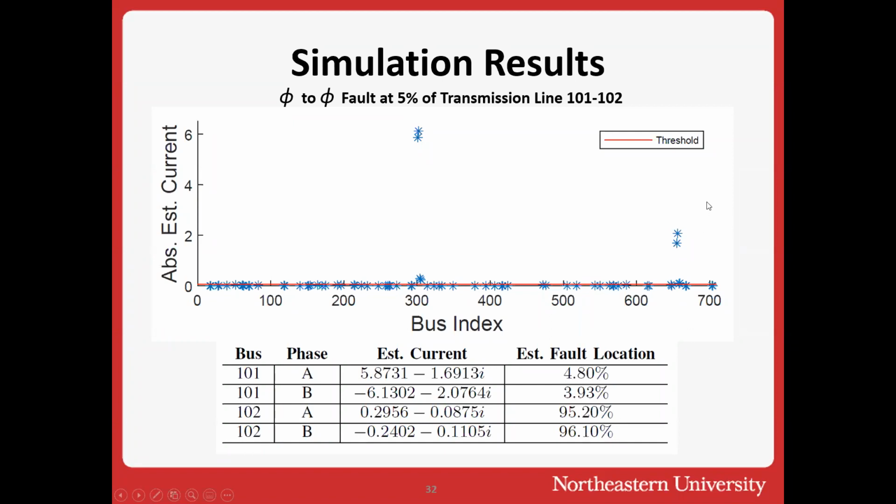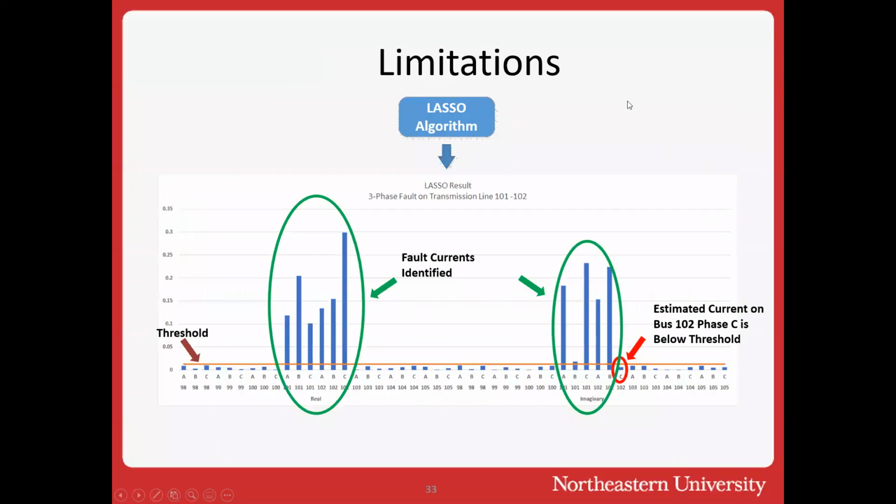Now, is it a perfect solution? No, there are obvious limitations here. Lasso is, of course, a numerical method, and you expect cases where this is not going to work entirely perfectly. This is one example shown here, when there's a fault along 101 to 102. It's a three-phase fault. We notice that the identified fault currents are all above the threshold, except for one, which is phase C of bus 102.